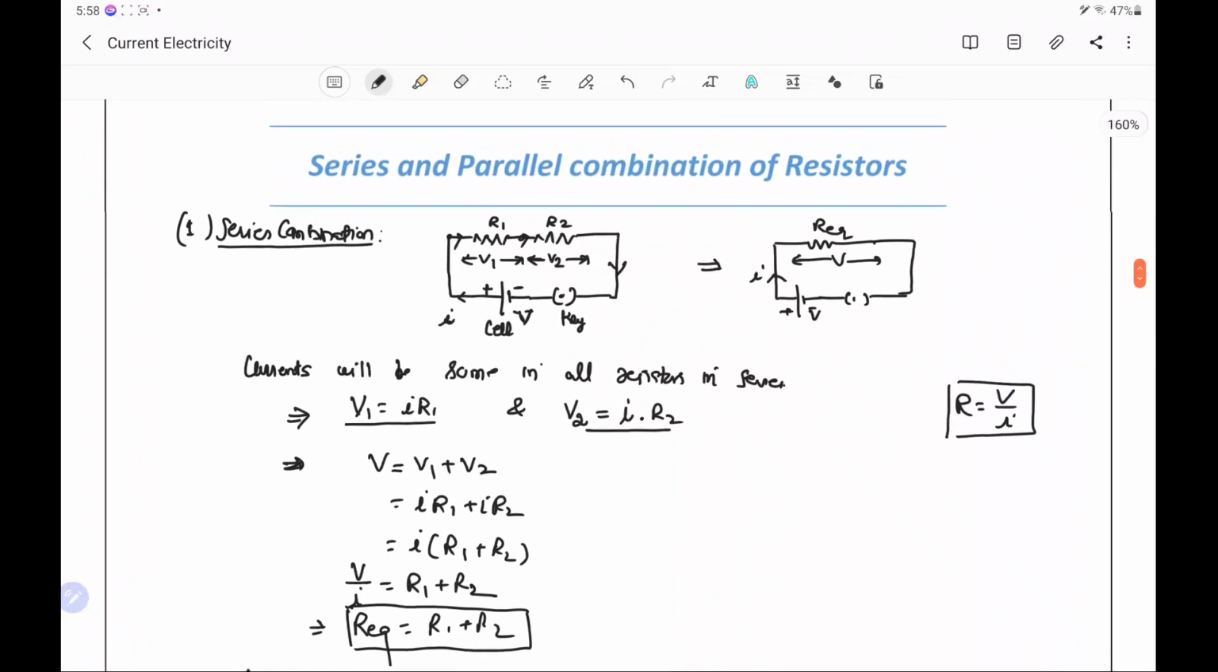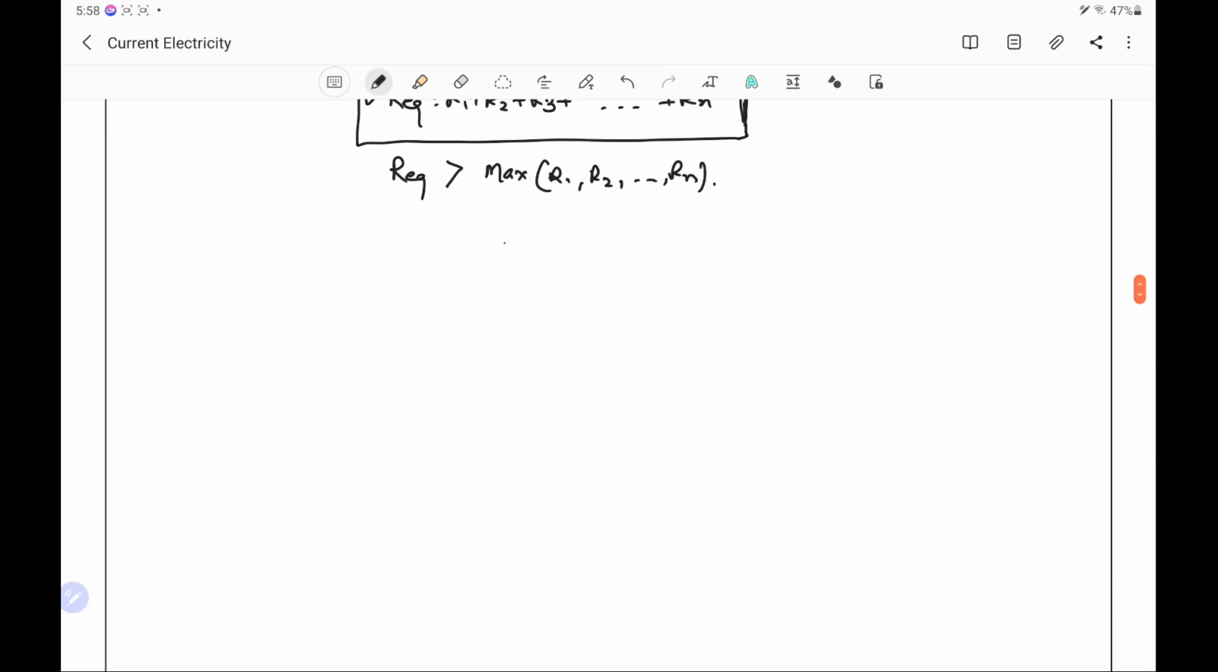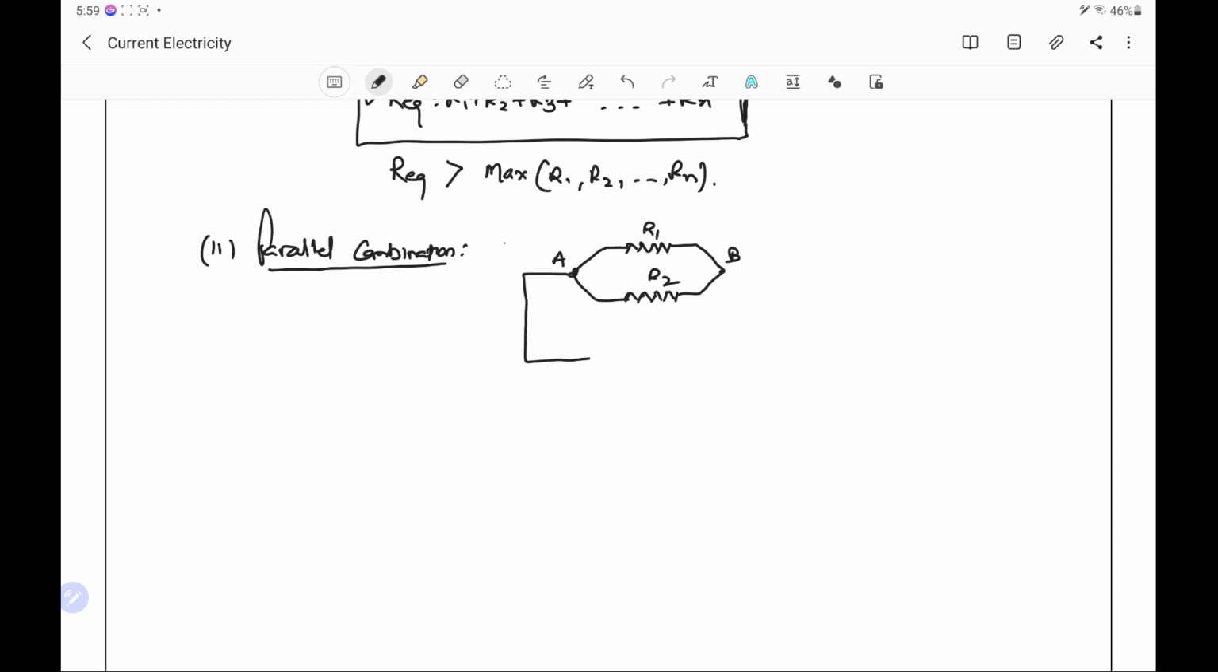Now we take the other combination, that is the parallel combination of the resistors. In parallel combination, resistors are connected between two common points, or we can say two common terminals. Suppose there are two resistors. We are taking the simplest case, say R1 and R2. These are in parallel because they are connected between the common terminals A and B. First is R1 and another is R2, and this is connected through a cell of EMF V, and a key.